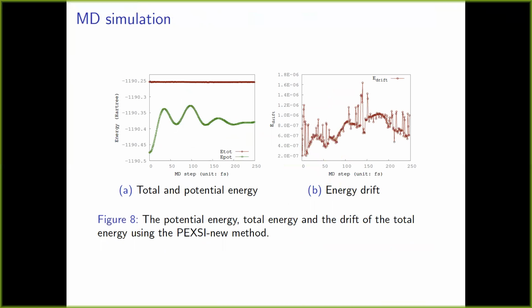And also we do MD simulation for the semiconductor system, I think, and graphene. For the graphene system, this is 180 atoms, and we can see that the new algorithm is quite stable in terms of the E-drift. E-drift being, at the current step of MD, the difference between the current energy and the initial energy divided by the initial energy.